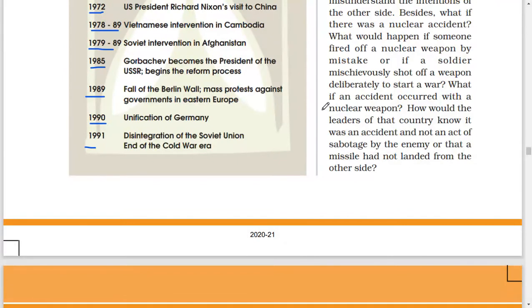What if an accident occurred with a nuclear weapon? How would the leaders of the country know it was an accident and not an act of sabotage by the enemy, or that a missile had not landed from the other side?